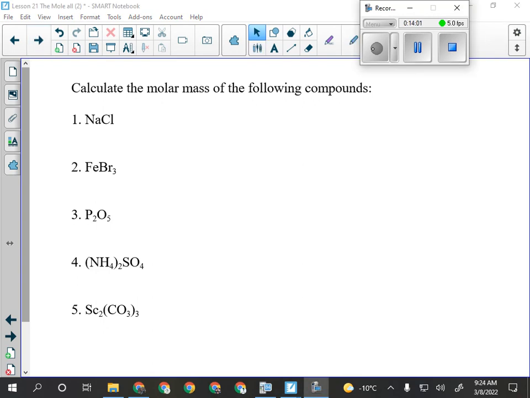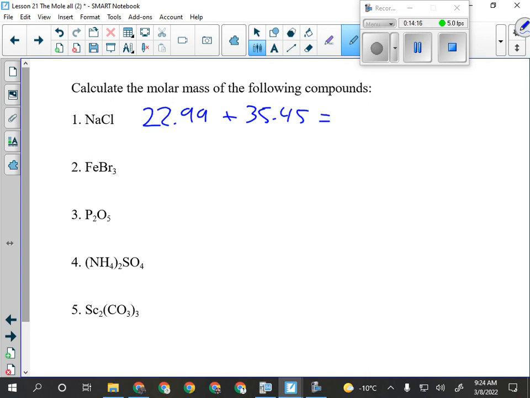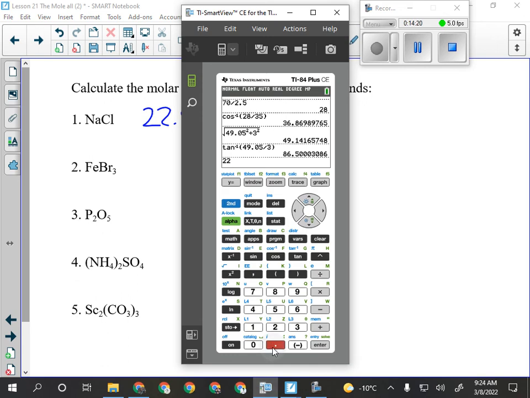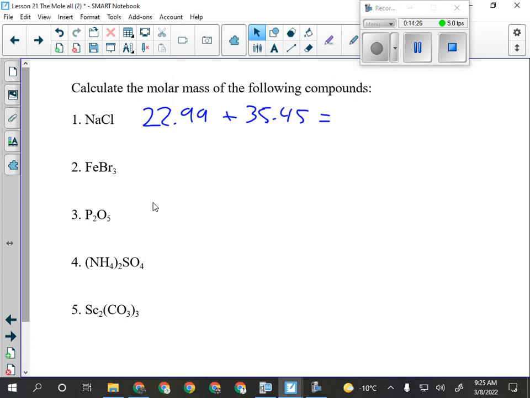All right, let's have a look at the first couple here. So for number 1, we've got sodium and chlorine. How many sodiums? 1. So 22.99 grams per mole, plus 1 chlorine, 35.45 grams per mole. I'm not going to do that in my head. All right, 58.44 grams per mole.